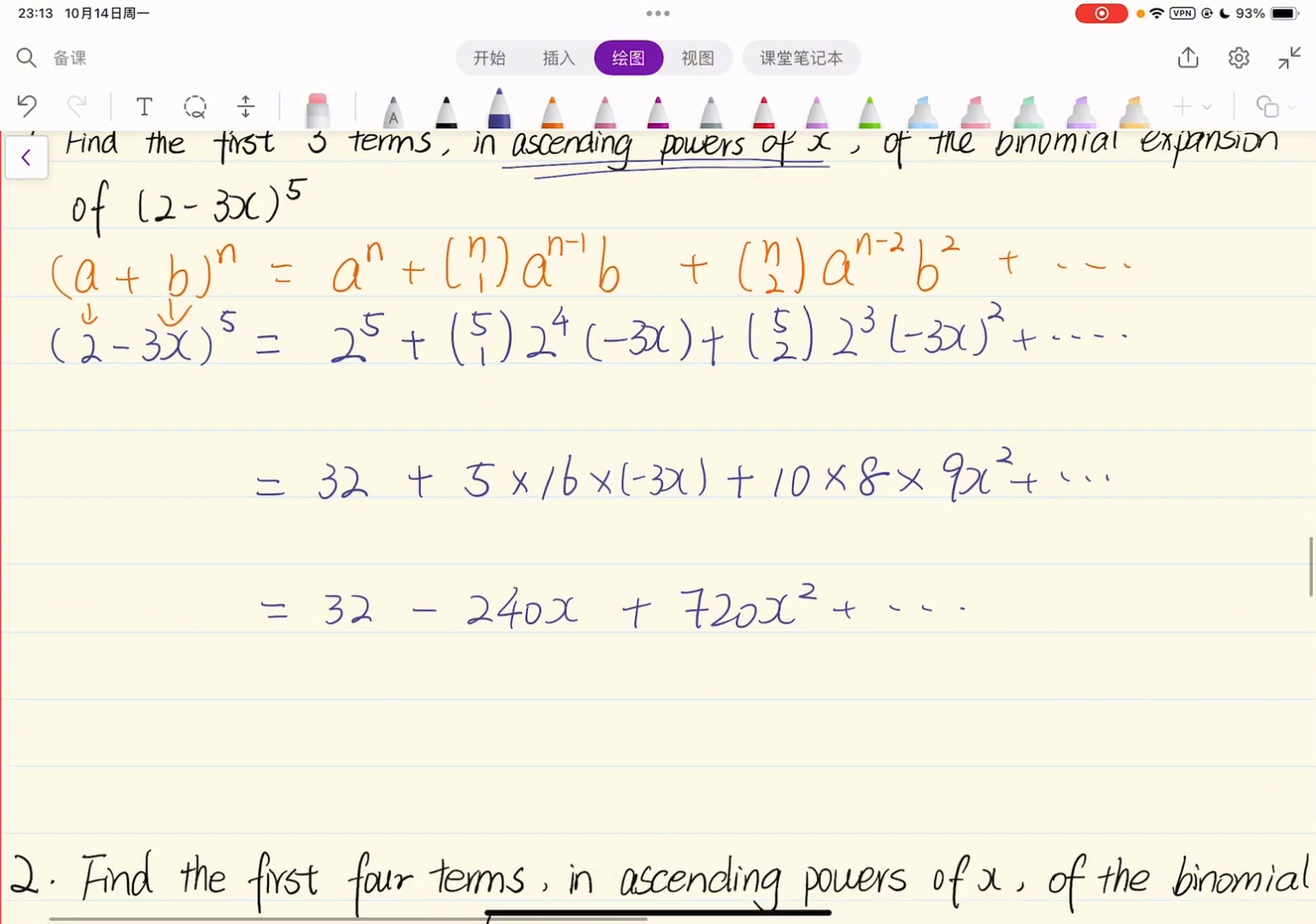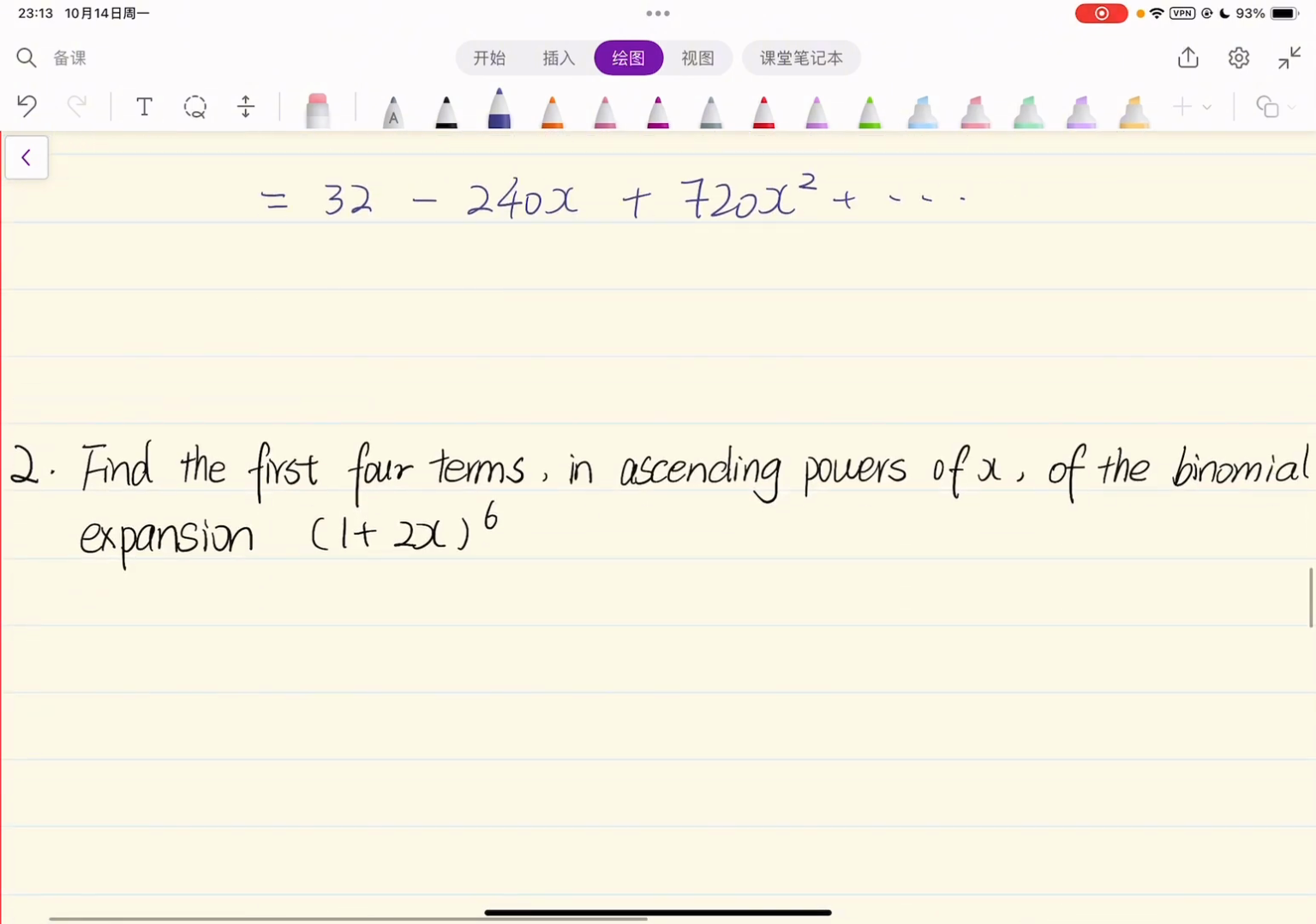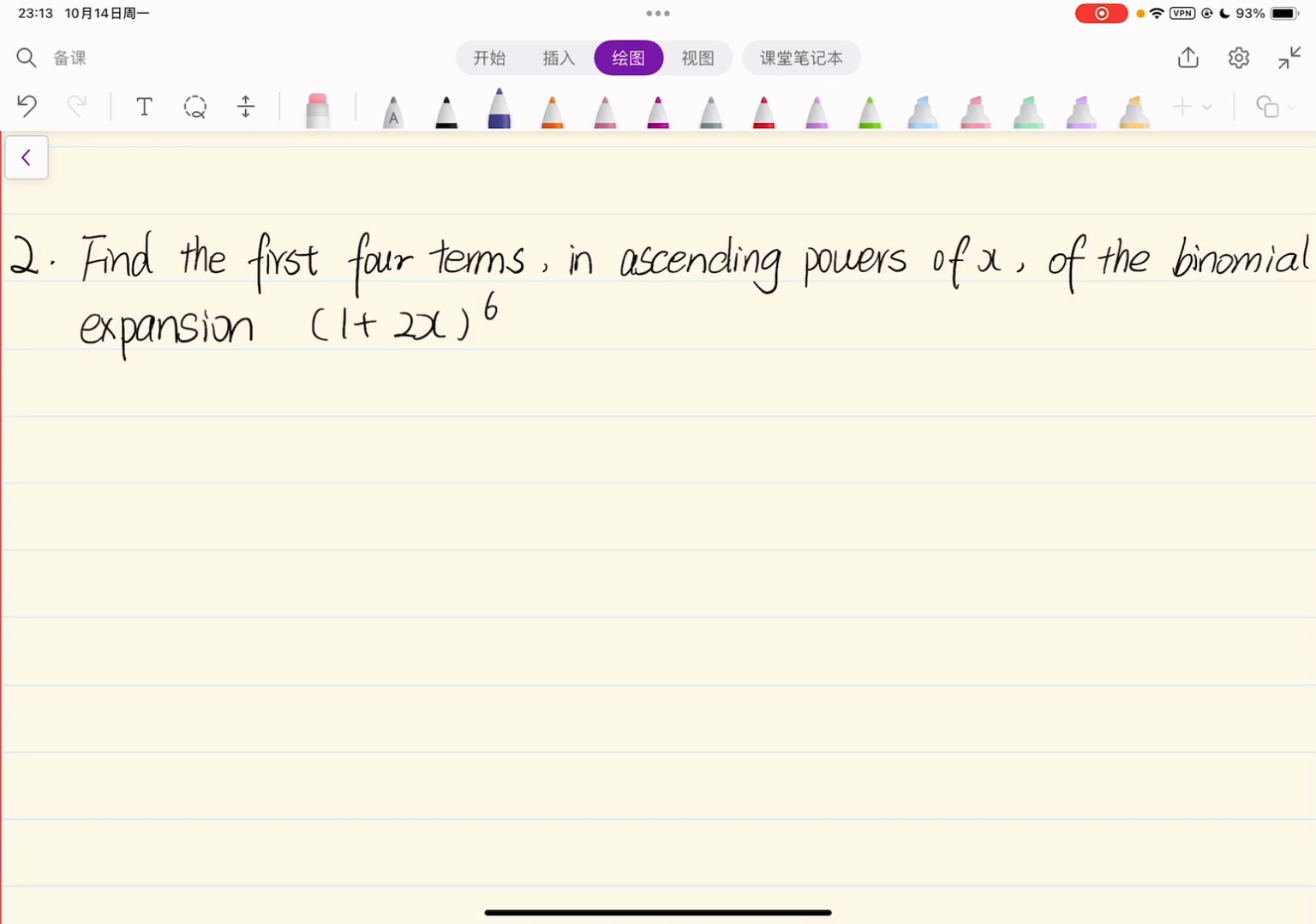Now let me give you another, similar example. This question asks you to find the first 4 terms in ascending powers of x of the binomial expansion (1 + 2x)^6. So for the expansion (a + b)^n, we have a equals 1, b equals 2x, and n equals 6.